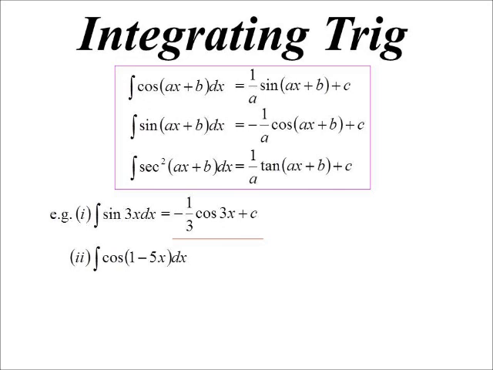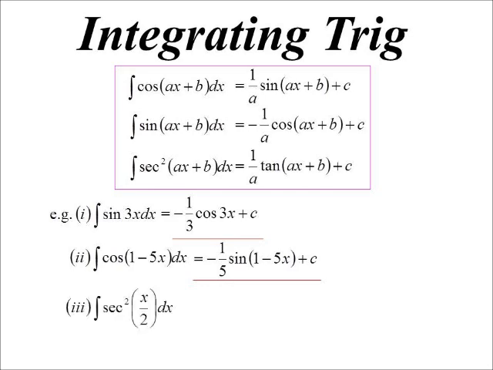Cos goes to positive sine. However, in this case, the coefficient of x is negative, so we'll end up with negative 1/5 sine of minus 5x. And let's do a sec squared. So half x, so 1 over a would be 2, so 2 tan x on 2.